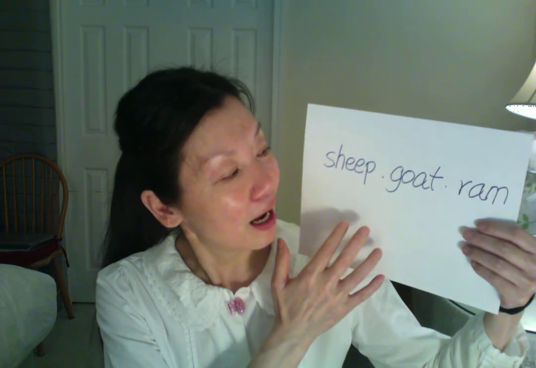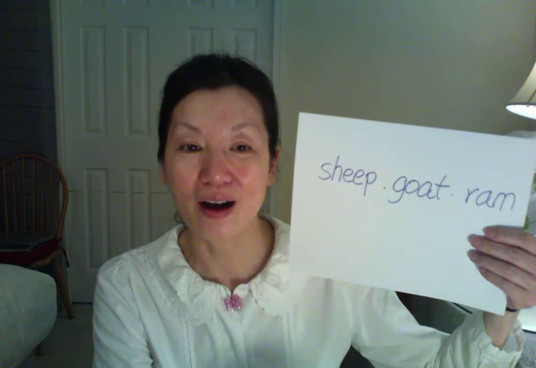Okay, sheep. Goat. Sheep, goat, and ram. In Chinese we say what? Yang. Goat, yang. Sheep, yang. Let's check the pinyin here. Yang, sheep, yang, goat.